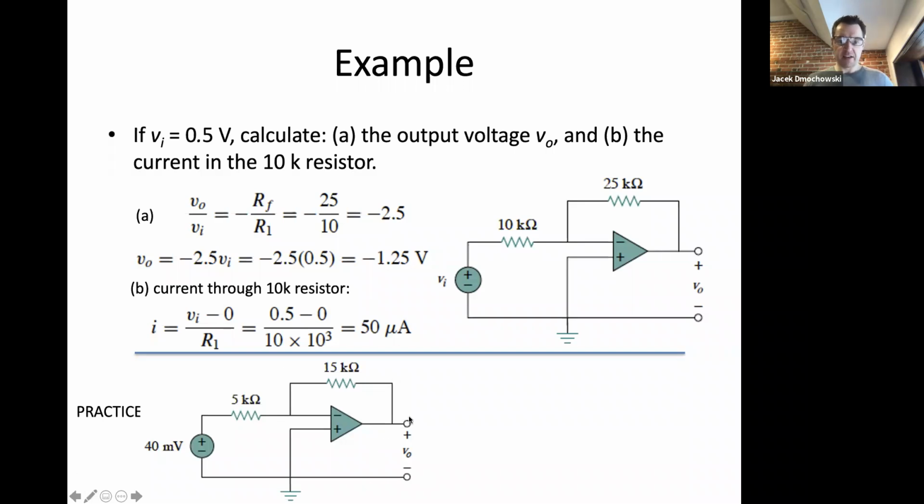What is going to be the gain of this op amp? -3, right? Because it's an inverter. And so what's going to be the output? What's going to be the value of V naught if the gain is -3?